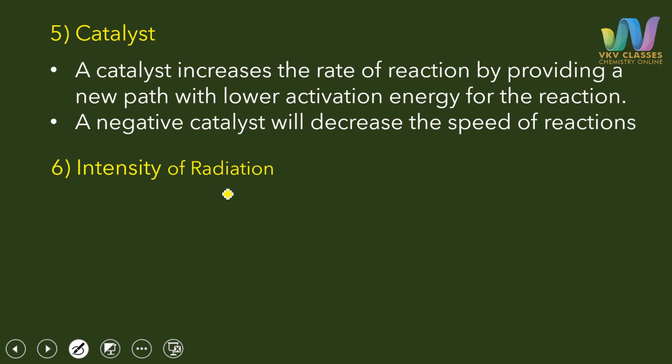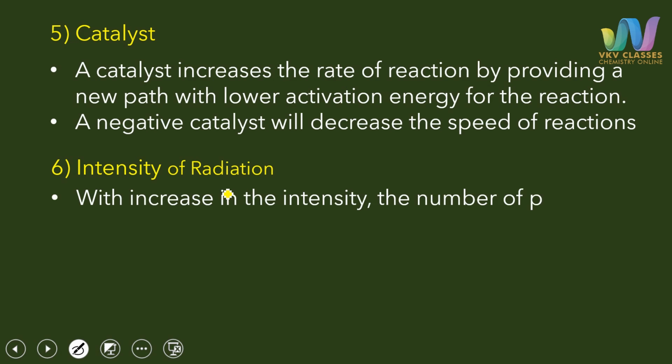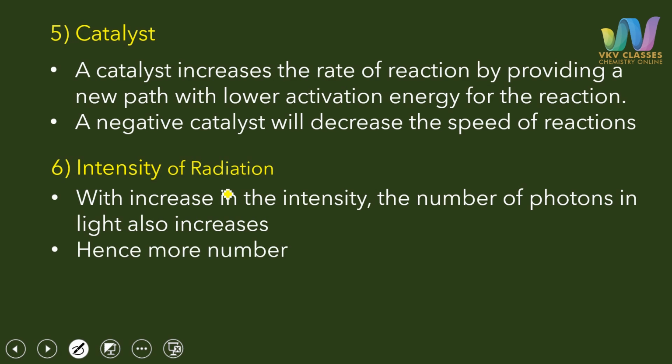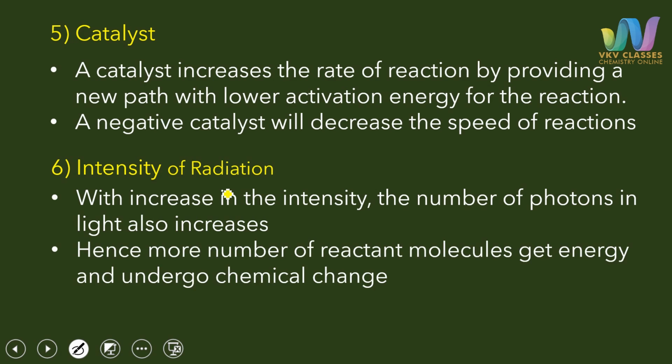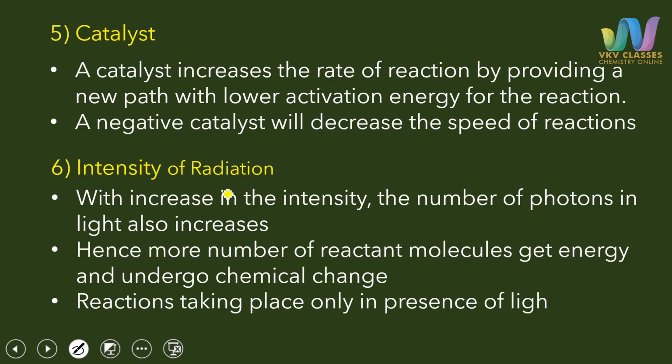Sixth factor which decides the rate of reaction is the intensity of radiation. Light has a very accelerating effect towards the rate of chemical reactions. When intensity of radiation increases, number of photons of light that falls on the reactant also will increase, and this will lead more number of reactant molecules to undergo chemical change. Hence, speed of reaction will increase with the intensity of radiations.